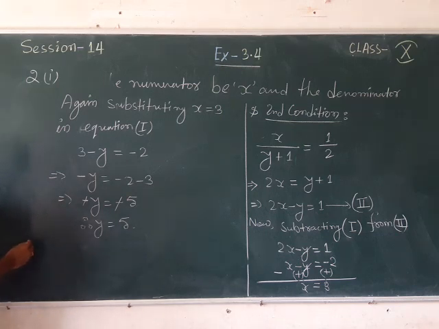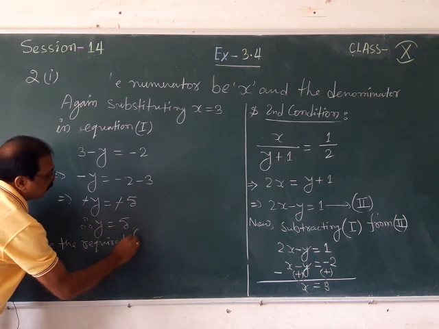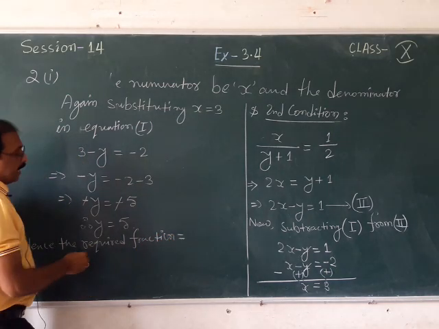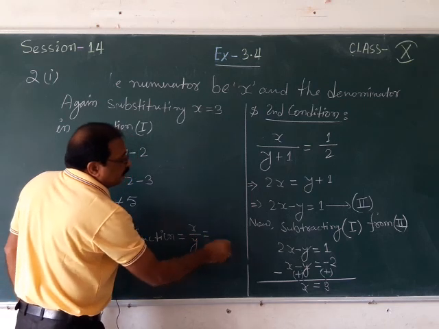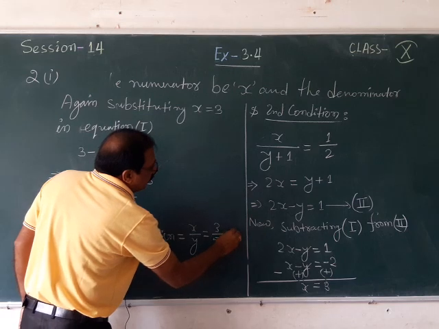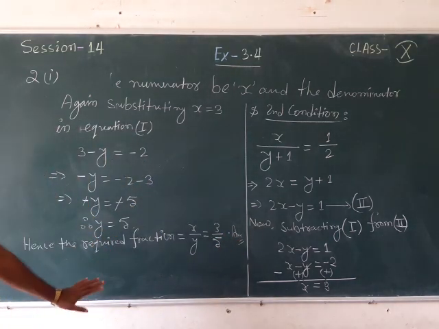Hence the required fraction, we can write our answer like that. Hence the required fraction is equal to x upon y. We know that it is x upon y. So, we write the value of x is 3 and the value of y is 5. So, it is 3 upon 5. So, like that we can solve the equation.